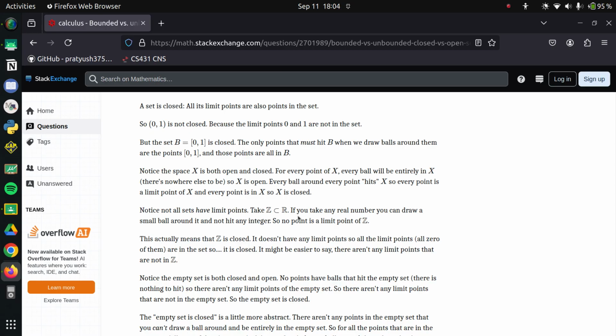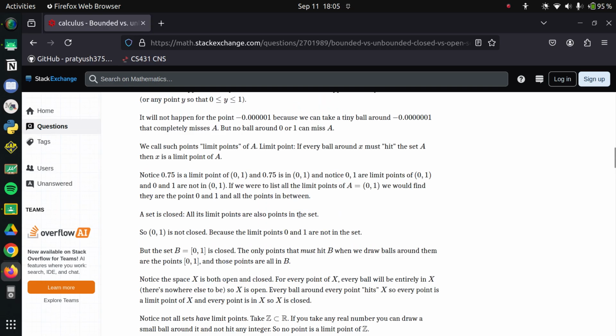Not all sets have limit points. For example, take Z. If you take any real number, you can draw a small ball around it and not hit any integer. Sure, we can. What about if it is on an integer? Okay, so no point is a limit point of Z. This is extremely weird. I have no idea.